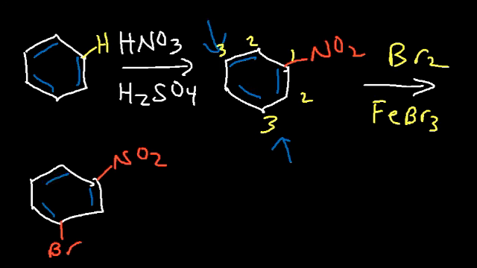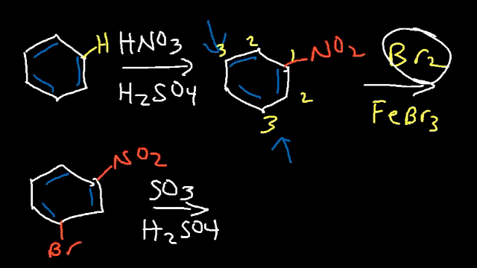Now what's going to happen if we take this product and add sulfur trioxide with sulfuric acid? By the way, the last reaction is called bromination. Now this reaction is called sulfonation. The nitro group, which is the meta-director, wants the SO3 to go here, but bromine is an ortho-para director, and it wants it to go to the ortho position, which is 1,2 with respect to bromine, or the para position, which is 1,4 with respect to the bromine atom.